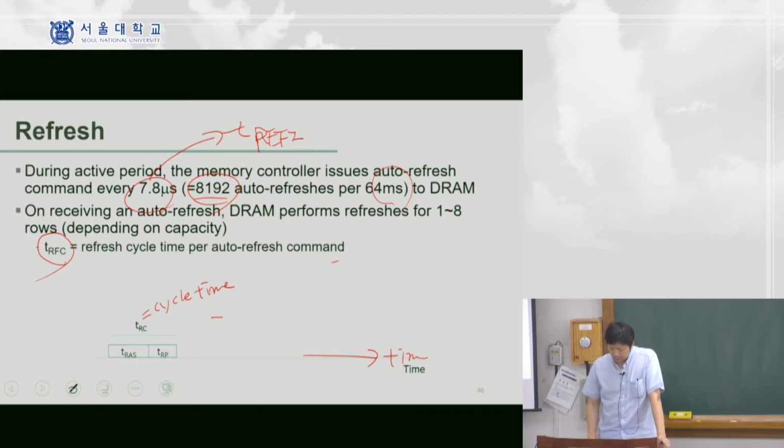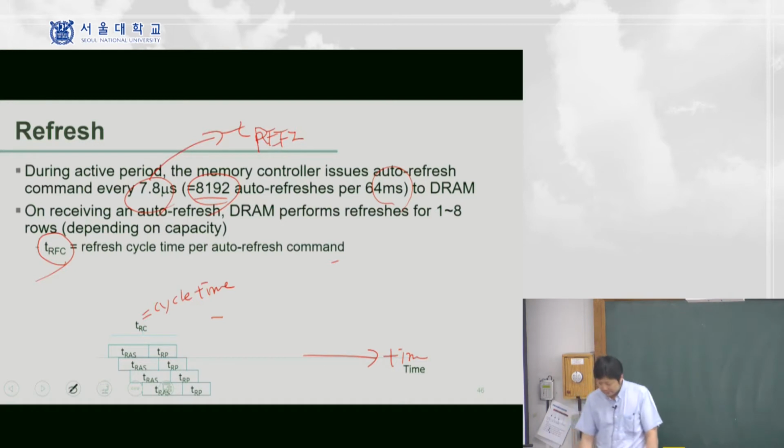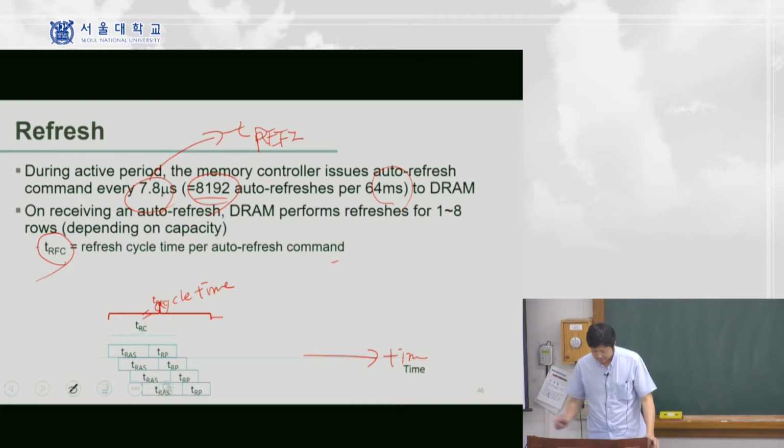If you do multiple rows for a single refresh command, then you may do multiple refreshes for a single refresh command. So in this case, let's say we do 4 rows together, then it takes this amount of time, right? And this entire time is called tRFC. This is the refresh cycle time. So this is tRFC. This is basically the overhead time it takes to refresh, in this case, four rows back to back.